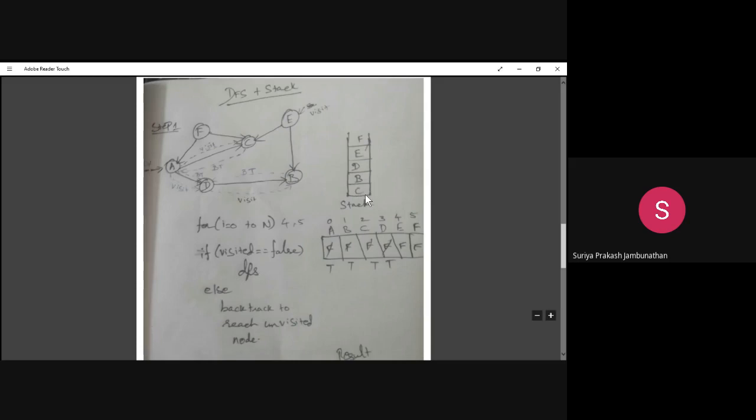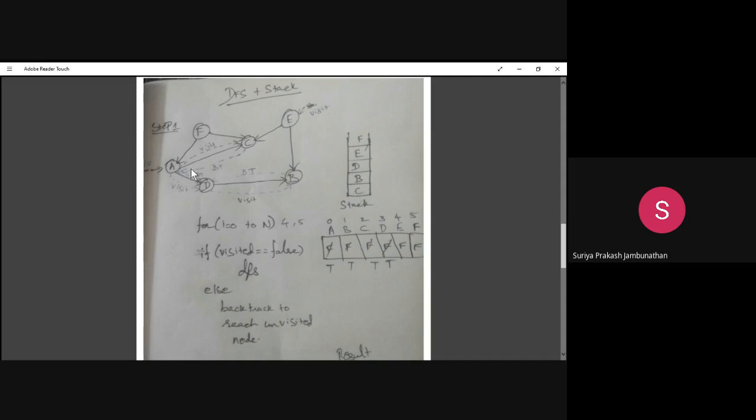Students, are you able to understand the point I am discussing with you? We do the backtracking here and reach node A. When you reach node A, the node we visited last has to be removed and put in the stack. So the stack's first element is C.